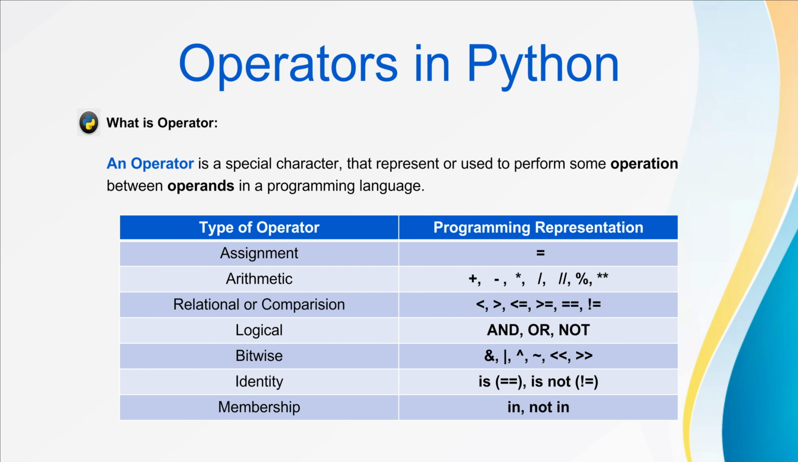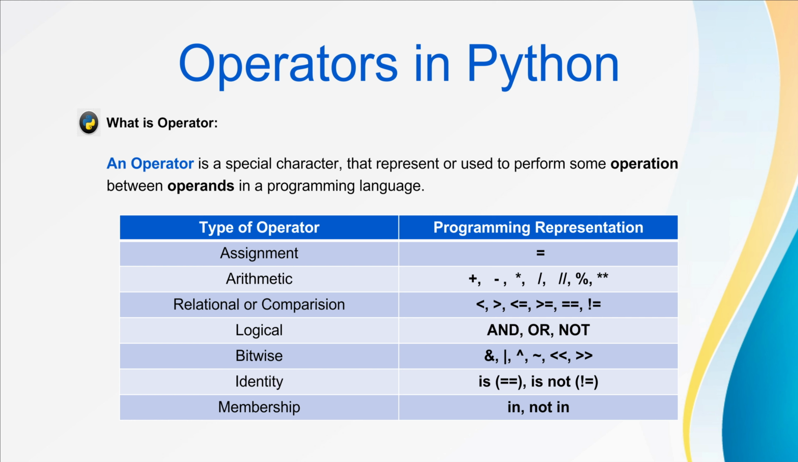Then the next set of operators are relational operators, also called comparison operators, which are used to compare the objects or operands based on a certain condition. The special characters used for relational operators are less than, greater than, less than or equal to, greater than or equal to, not equal to, and double equal to.